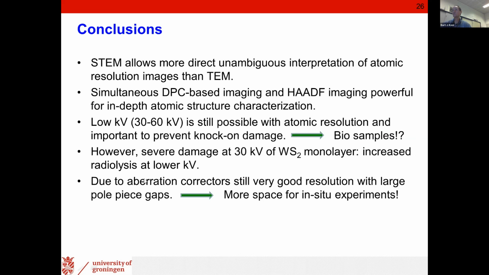In the end, for in situ measurements, it's very nice that we have these aberration correctors because we still have atomic resolution with large pole-piece gaps, which allow, of course, more space for all kinds of in situ experiments in the future. And I also showed today that we can use very nice electrical biasing in the microscope to have reversible switching possible. In situ heating is nice, but this is often only irreversible. But now with electrical biasing, we can do, for instance, reversible processes in material and image it.